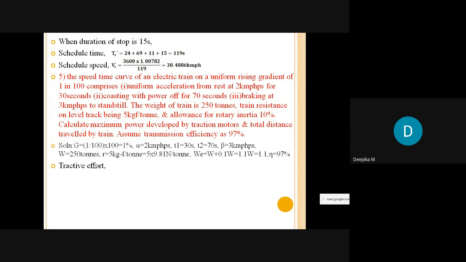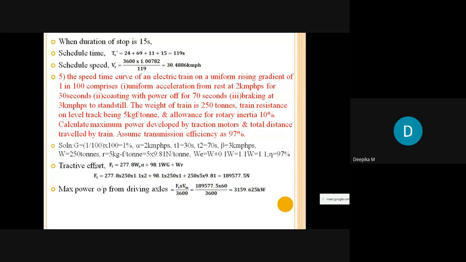So before that, we have to calculate the Ft, that is tractive effort. So the formula for tractive effort, Ft is nothing but what? It is nothing but 277.8 We alpha plus 98.1 Wg plus Wr. So let us substitute the data, hence we will get the value which is nothing but 1,89,577.5 Newton.